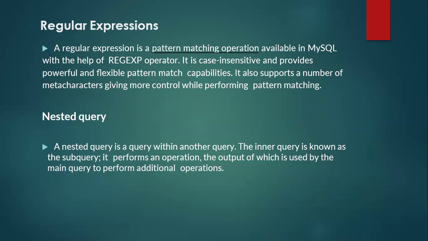Now the nested query. A nested query is a query within another query. The inner query is known as the subquery. It performs an operation, the output of which is used by the main query to perform additional operations. So basically, a nested query is a query within another query, and the operation performed by the inner query is used by the main query to perform additional operations. So that is called a nested query.